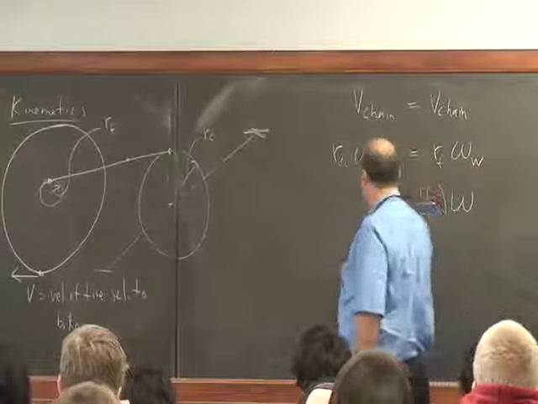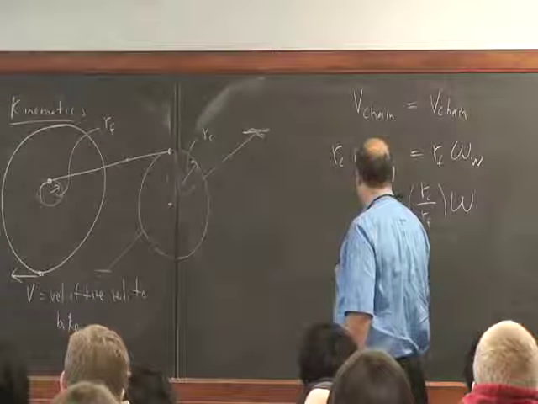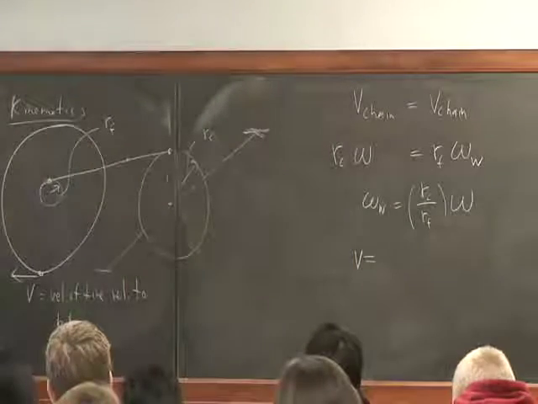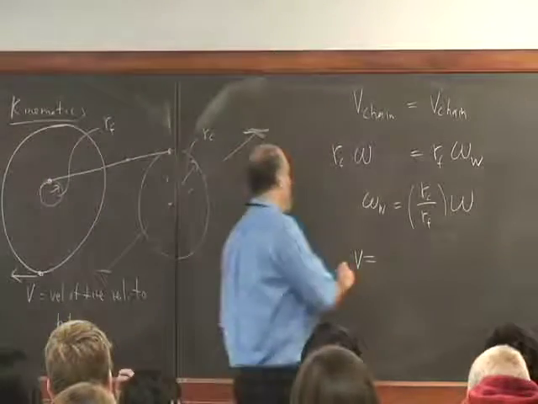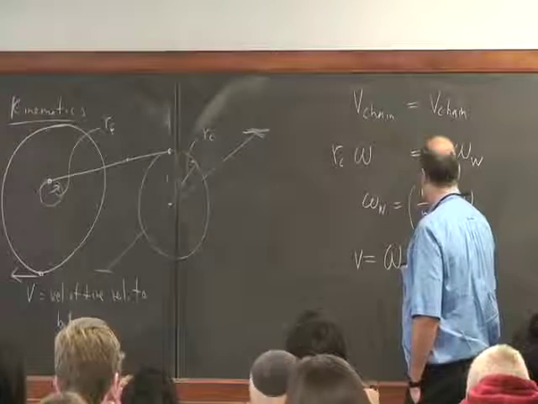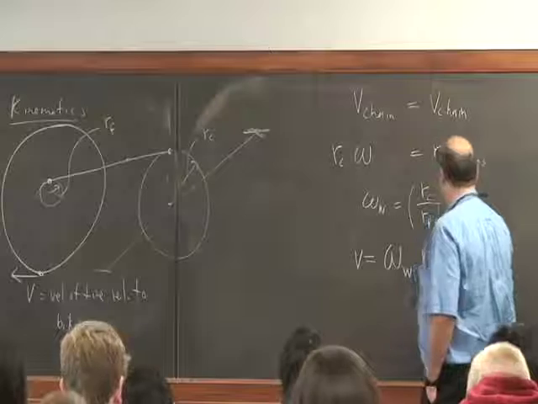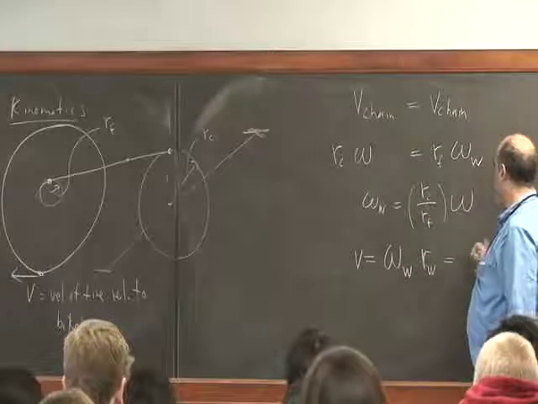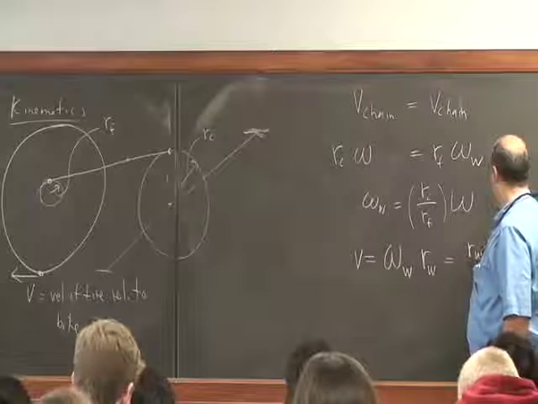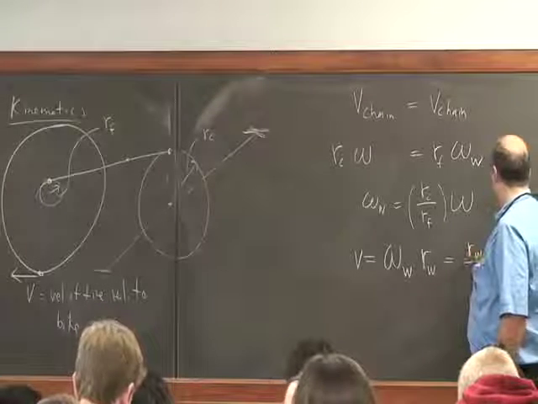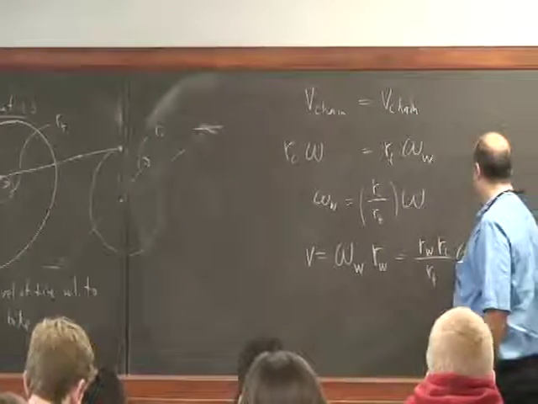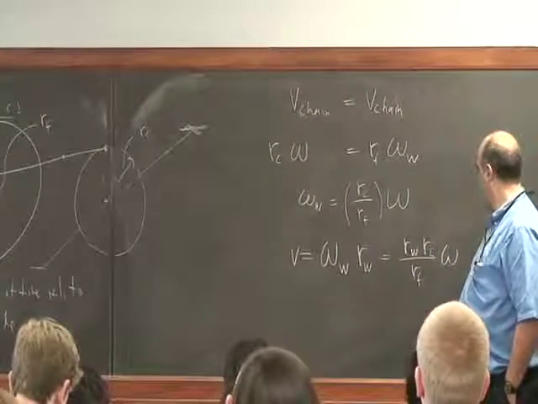Now we also are interested in, in the end, how fast the bike is moving, which is the same as how fast the tire is moving relative to the bike. And that's equal to the angular velocity of the wheel multiplied by the radius of the wheel. And the angular velocity of the wheel we just figured out. So this turns into the radius of the wheel times the radius of the chain ring divided by the radius of the free wheel multiplied by the angular velocity.